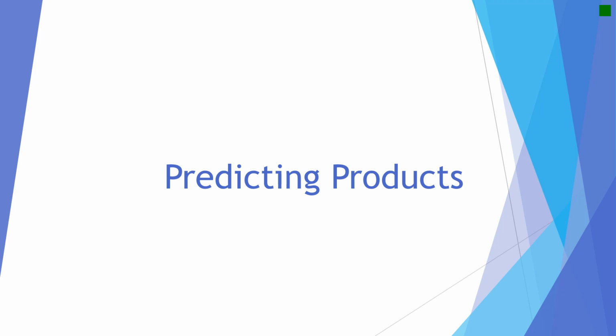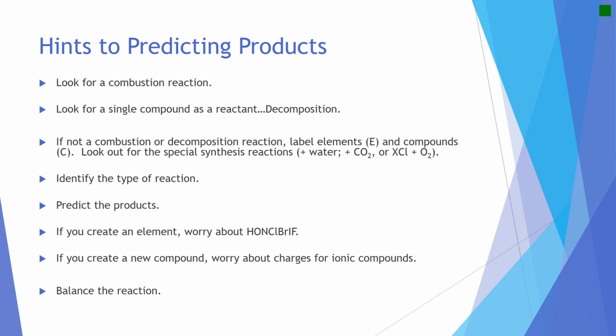Tonight, what we're going to be talking about is how to predict the products for a given reaction. Now, this, I believe, is the hardest part of this entire chapter. So everybody go into your backpack, take out your thinking caps, put them on, and here we go. There are a few hints to predicting products, but in the end, you just need to practice it and be able to identify these by looking at it.